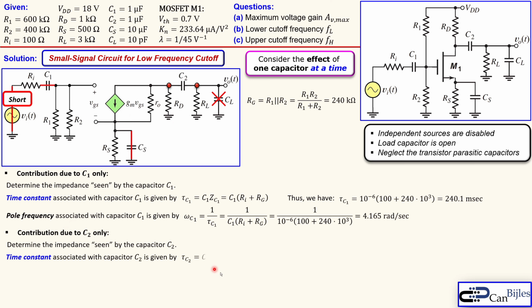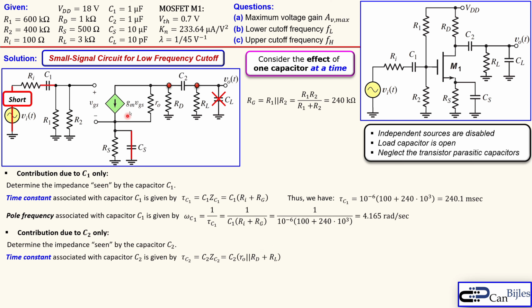Now let's first write it down in the general form. So tau C2 is C2 times the impedance seen by this C2, which is Z sub C2. In this case we see here RD, and in series with that the parallel combination of RD and RO. You might say why? Well, this is ground shorted, so this RO and RD are effectively in parallel, and in series with that we have the RL here. So together we have this.